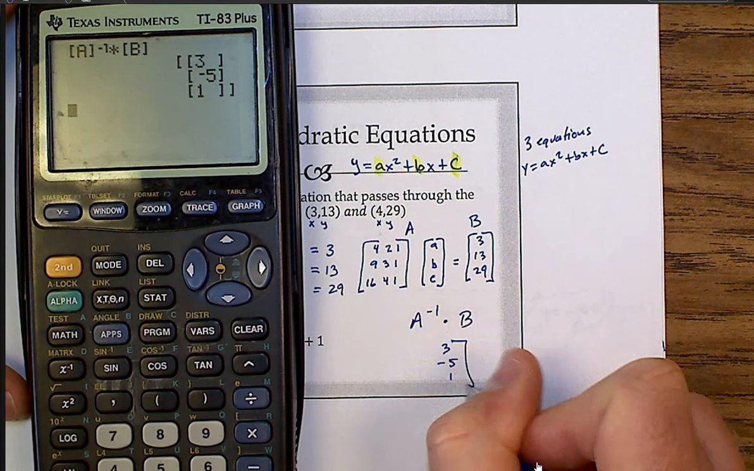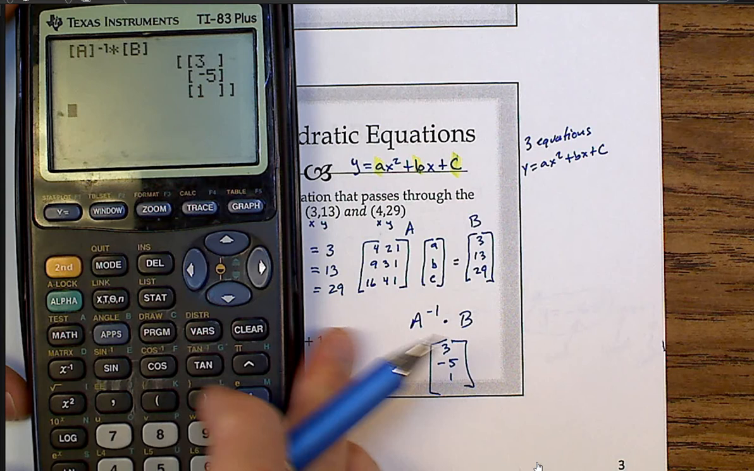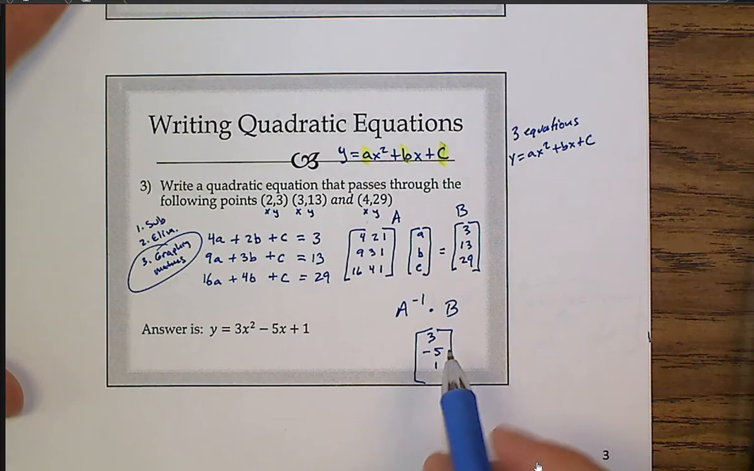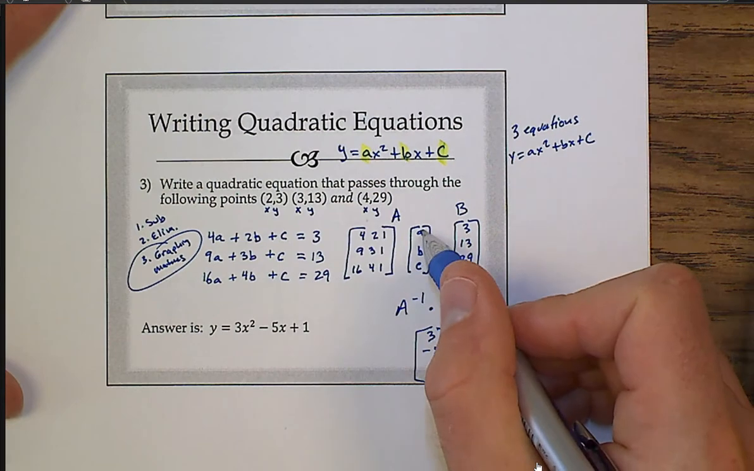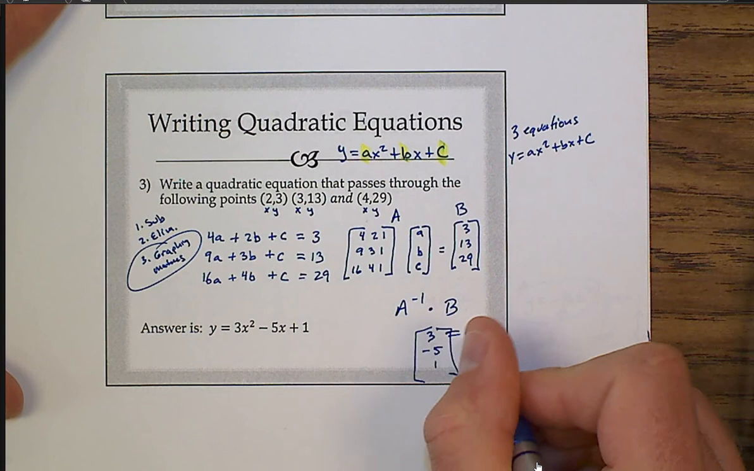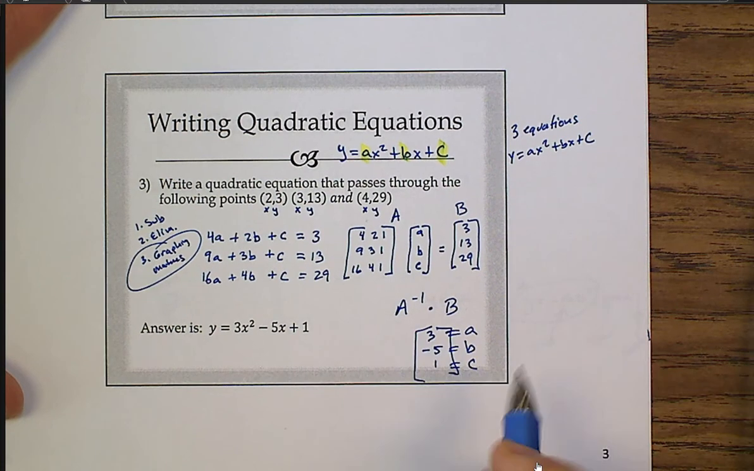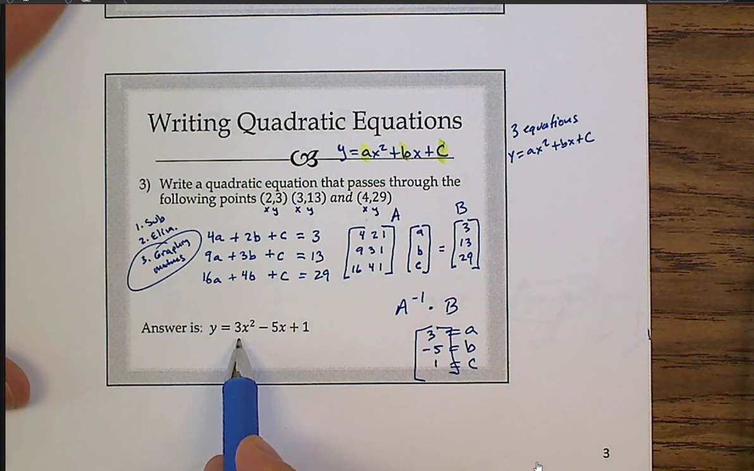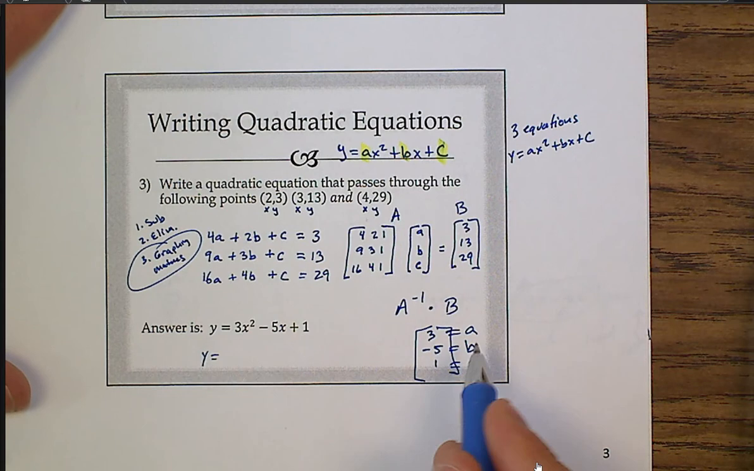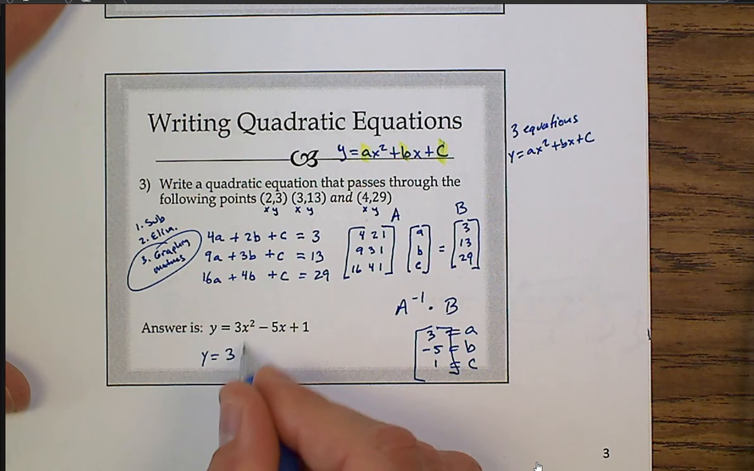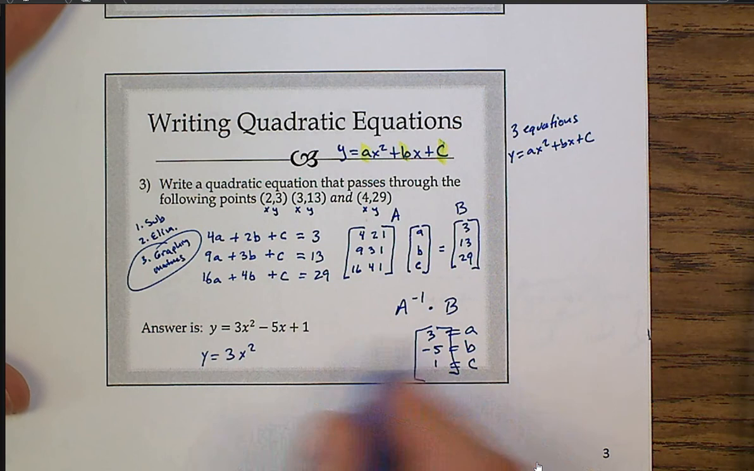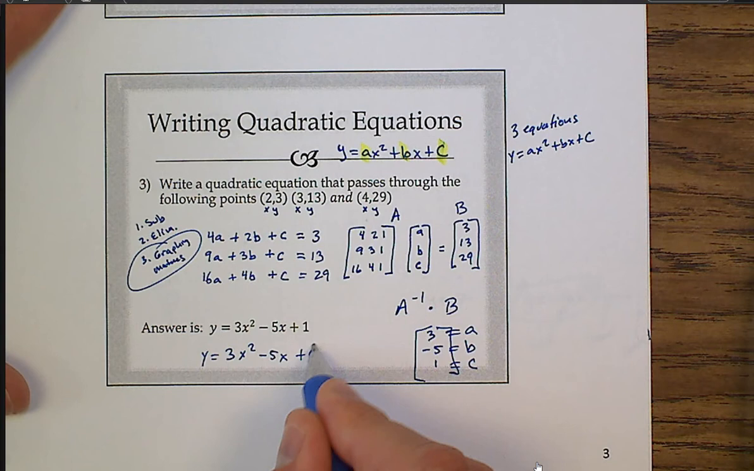Now you need to know how to apply that answer. What does this mean? Well, what was your variable matrix? A, B, and C. So this is your A value, this is your B value, this is your C value. And so the answer you can see right here. Y equals, you take your A value, which is 3, x squared. What's your B value? It's a minus 5, minus 5x. Your C value, plus 1. Whoop, plus 1. And that's your answer.